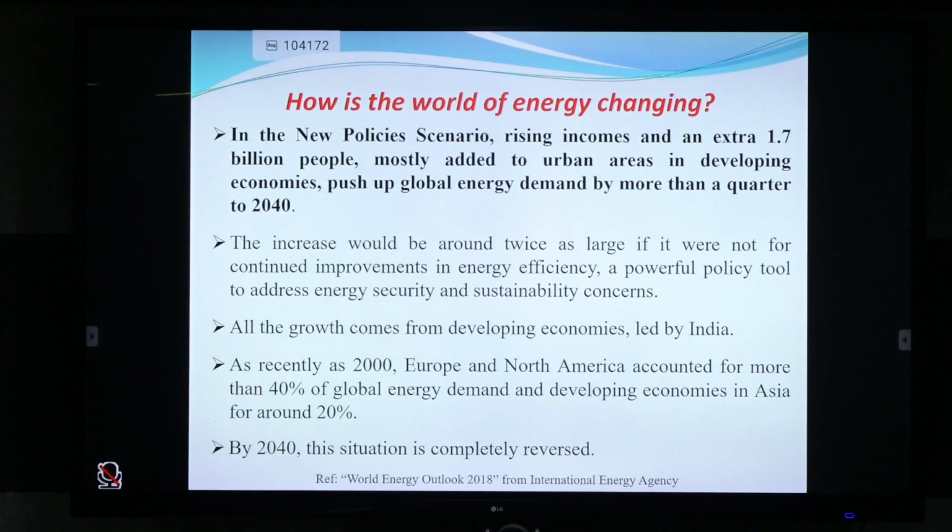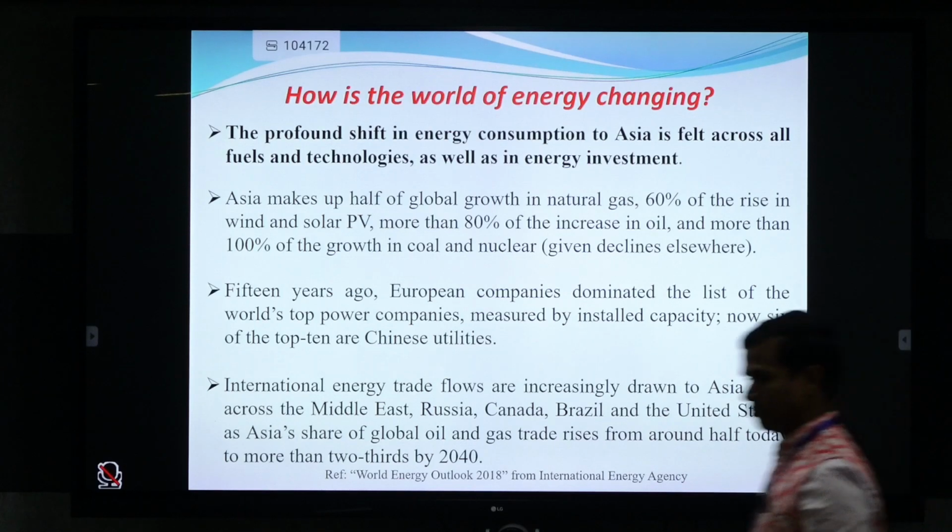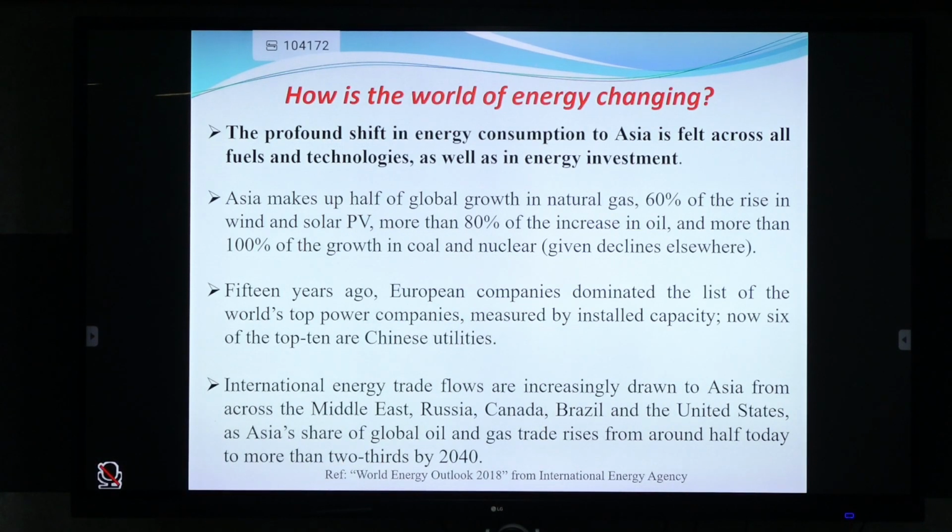As you can see from a simple example, in 2000, Europe and North America accounted for more than 40% of global energy demand, and developing economies in Asia around 20%. By 2040, this scenario is going to get reversed. So the proportion of energy consumption in Asia itself across all the sectors, for example, Asia makes up half of global growth in natural gas, a 60% rise in wind and solar, more than 80% in oil, and more than 100% growth in coal and nuclear. So it's going to increase, whereas it's going to decrease in the rest of the globe.